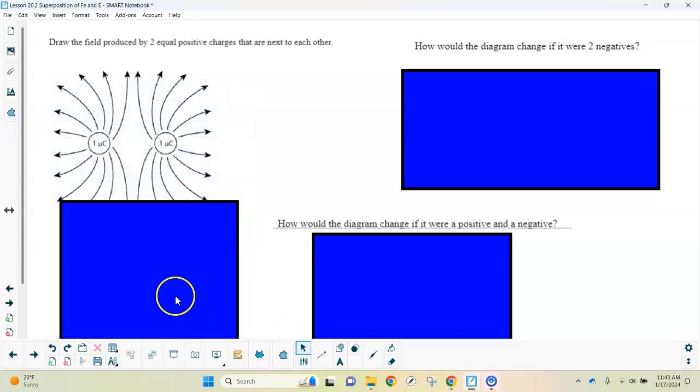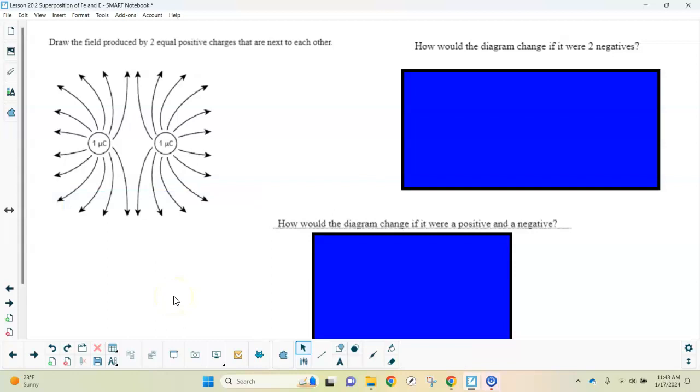So this is what would happen for 2 positive charges. So again, the lines are moving outward. They would go towards each other, but they would repel, and the lines would curve and bend. If you had 2 negatives, it would look very, very similar.